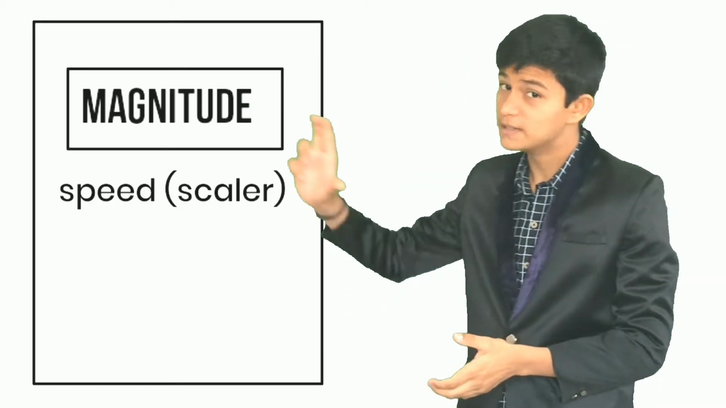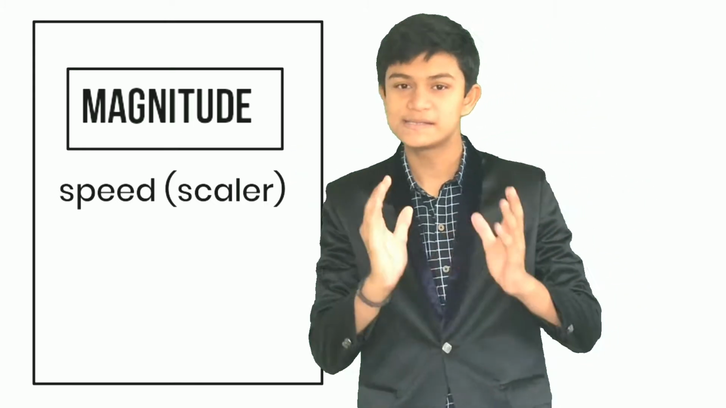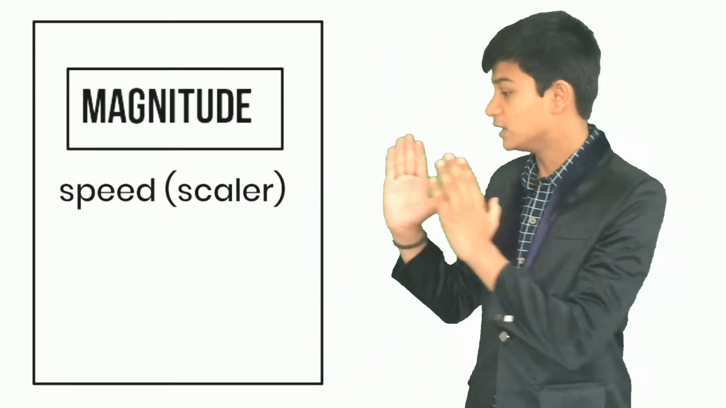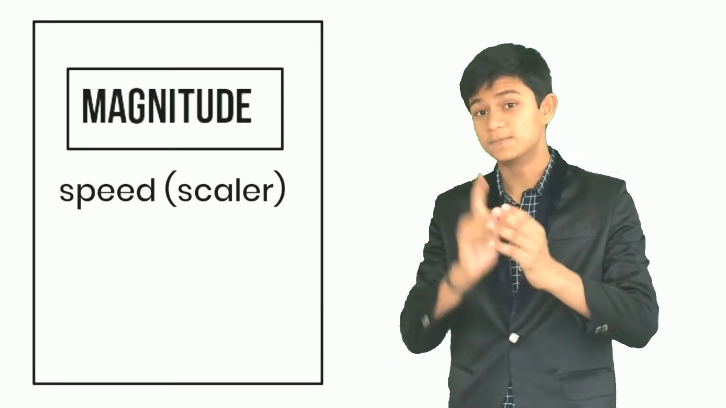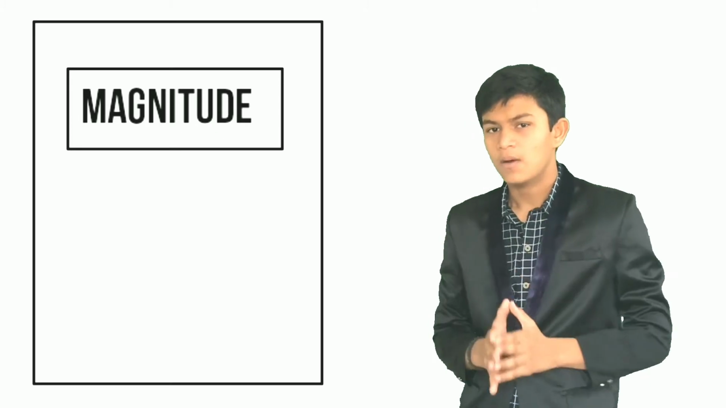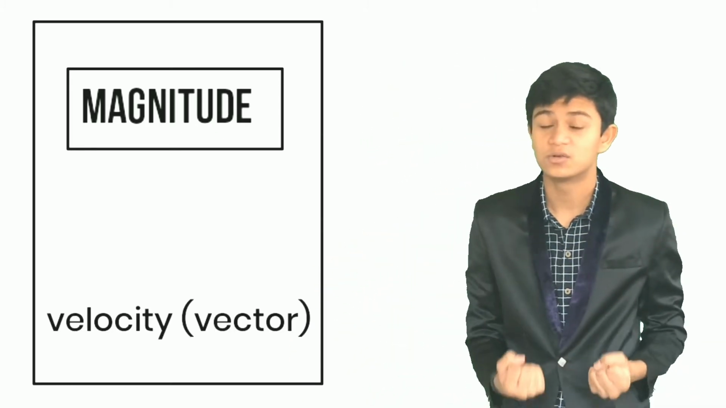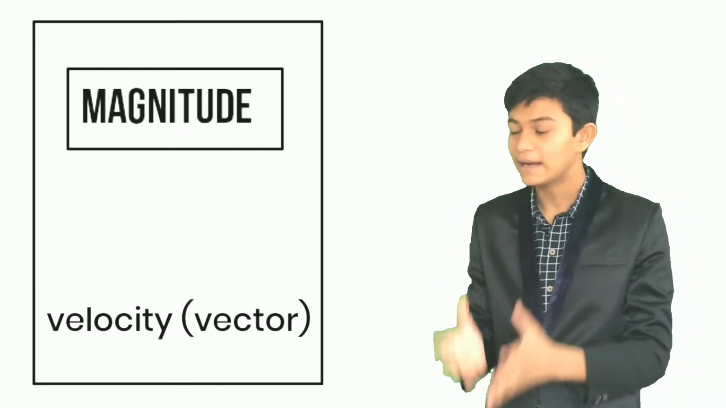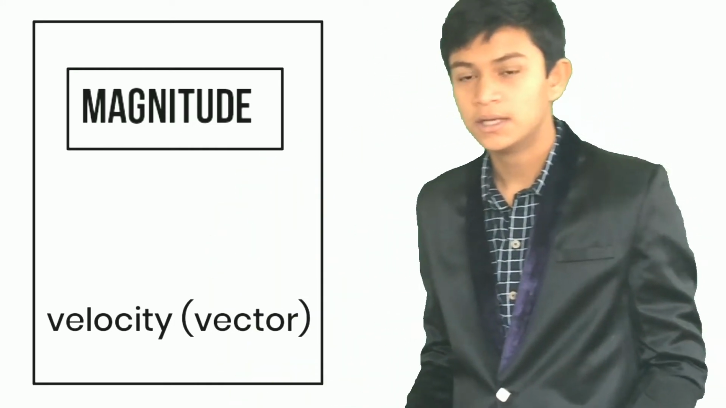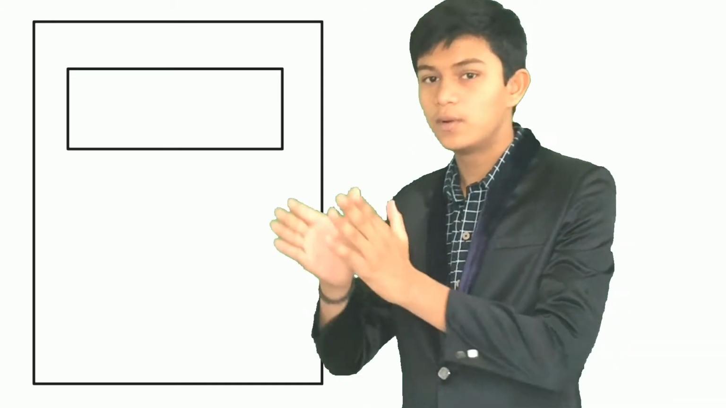Now you know that speed is a magnitude and it is called a scalar quantity because it mentions only the speed and the time or the distance taken. But is there any quantity that mentions the direction in which we have traveled? Yes, that is nothing but velocity. Now velocity is a vector quantity and speed is a scalar quantity.